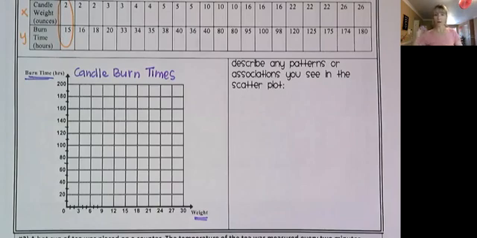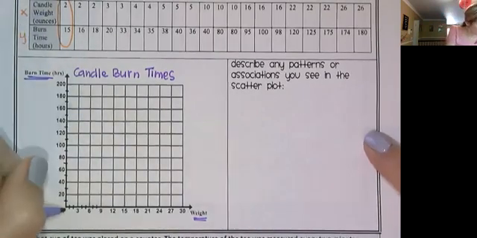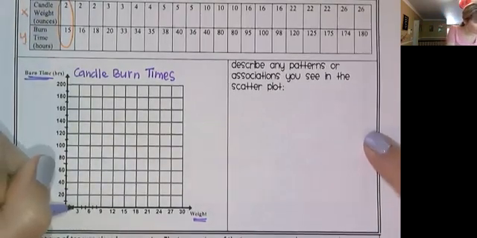So let's try plotting these points. This ordered pair is 2, 15. So 2 is the weight. So I go over, here's 2.